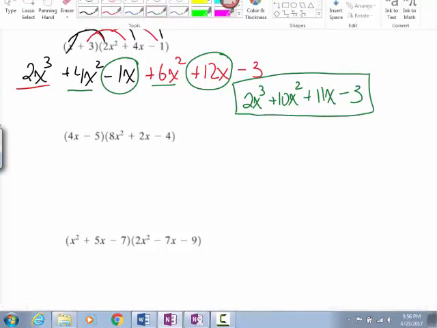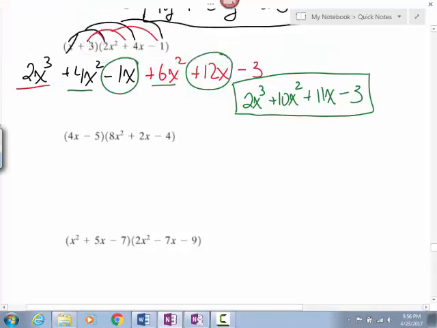Okay, let's try the next problem. We'll do it the same way. So again, I'm going to go 1, 2, 3. Alright, so 4x times 8x squared should give us a 32x to the third. A 4x times a plus 2x should be a positive 8x squared. And a 4x times a negative 4 should be a negative 16x.